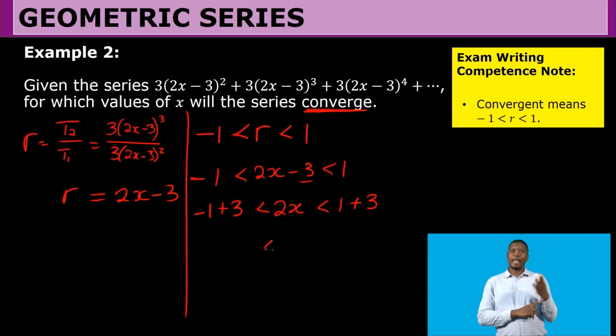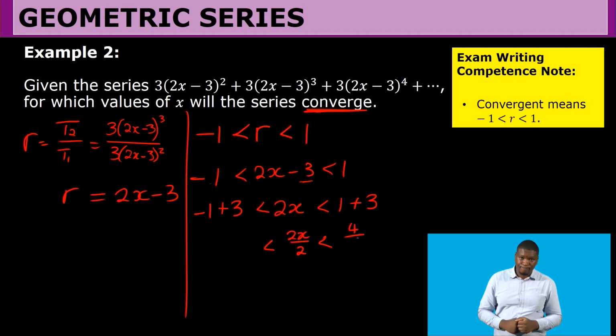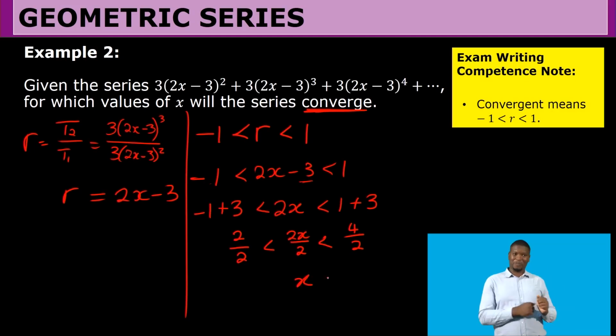Then, of course, we know we are going to divide by 2. So that is going to be 2x divided by 2. On this side, we have a 4 divided by 2, and on the left side, we have a 2 divided by 2. That means that the value of x is going to be between 1 and 2. That is what the value of x is going to be. So it's going to be somewhere between the value of 1 and 2.